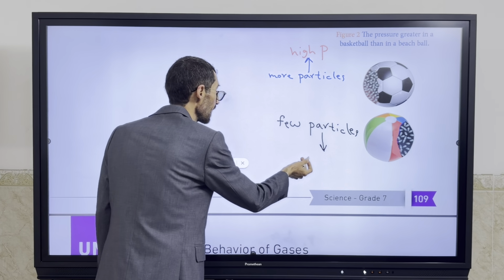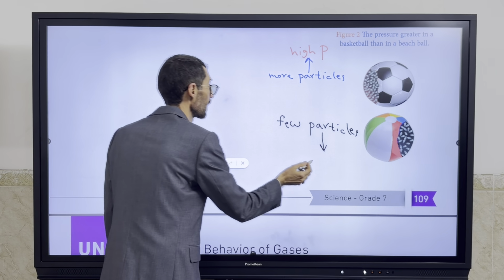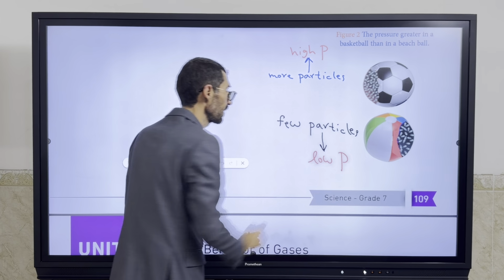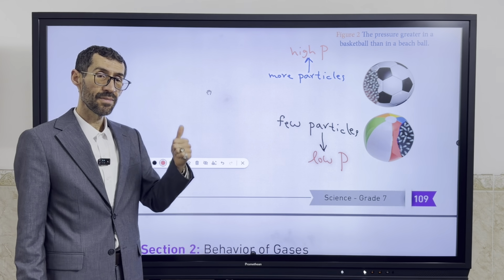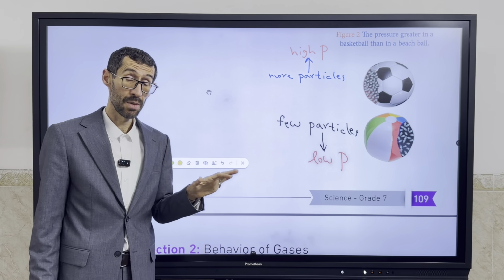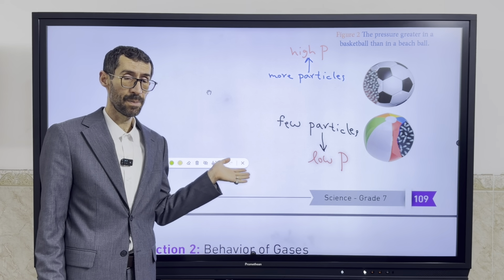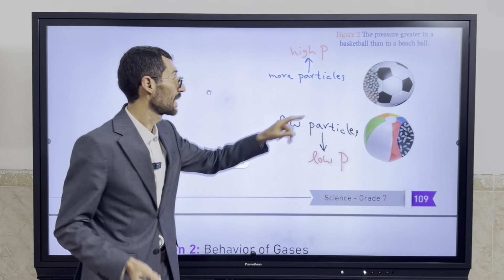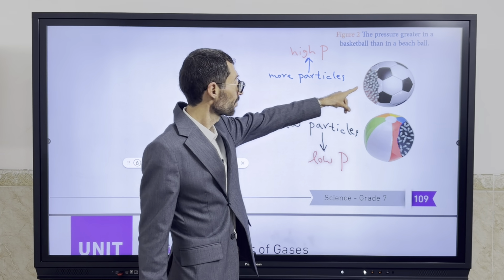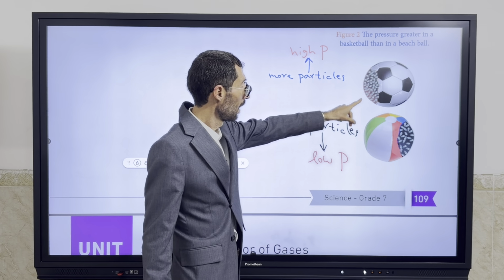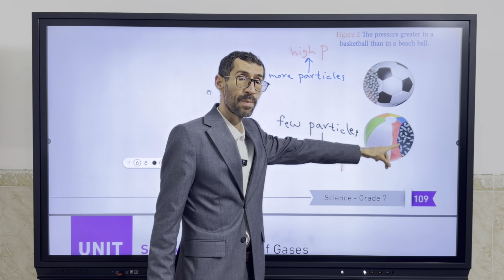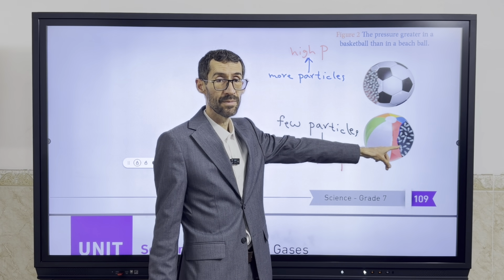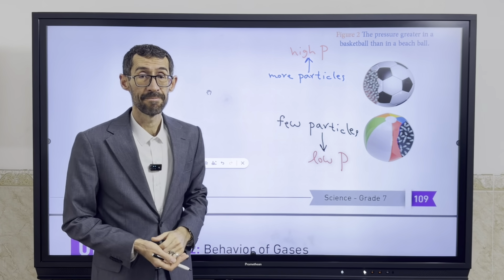So few particles lead to low pressure, right? So I can say there's a direct relationship between the number of particles and the pressure, right? Increasing the number of particles leads to increasing the pressure. Decreasing the number of particles leads to less pressure.